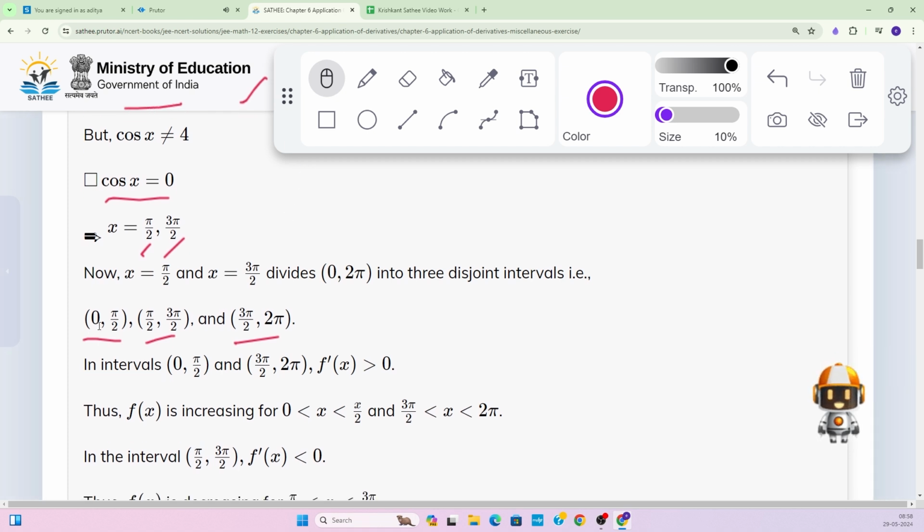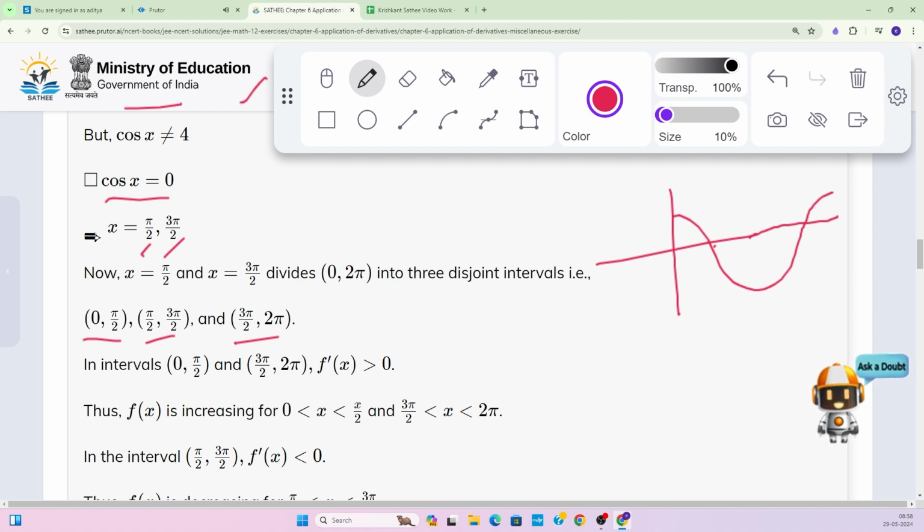If you analyze the graph closely, the cos x graph is like this. As you can see, this is pi by 2, this is 3 pi by 2, and this is 2 pi. Clear?